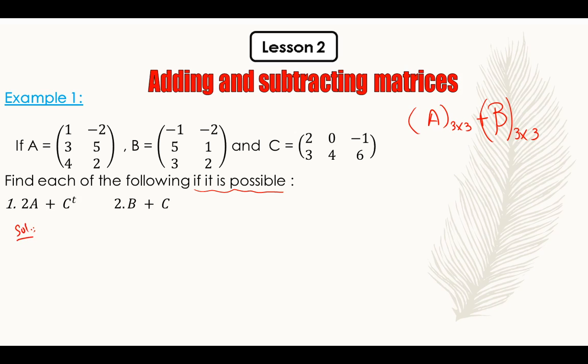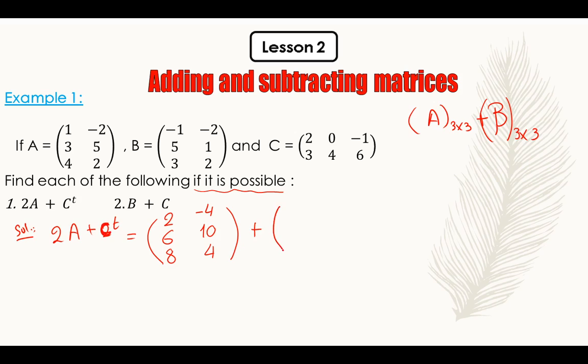2A means to multiply all the elements of the matrix A by 2. So now it will be 2 times 1 equals 2. 2 times 3 equals 6. 2 times 4 equals 8. 2 times negative 2 equals negative 4. 2 times 5 equals 10. And 2 times 2 equals 4. This is 2A, plus C transpose.